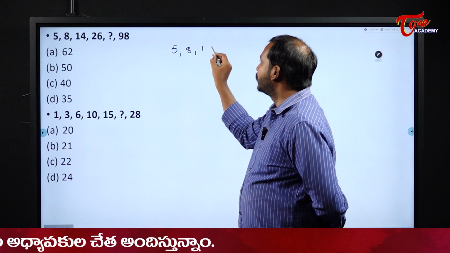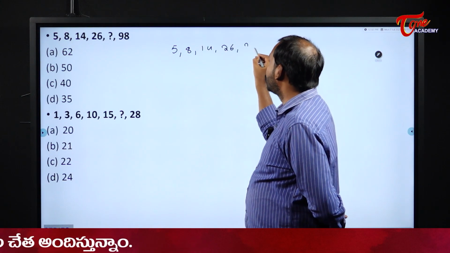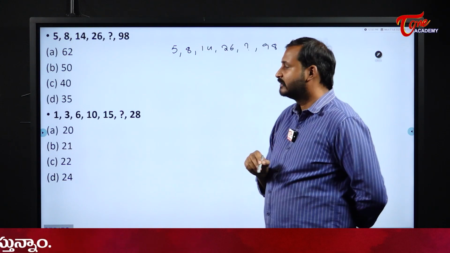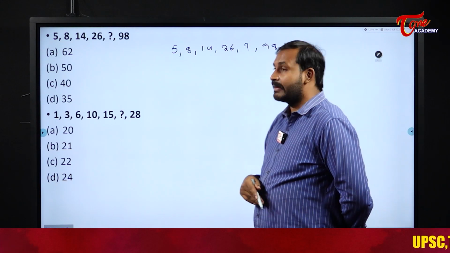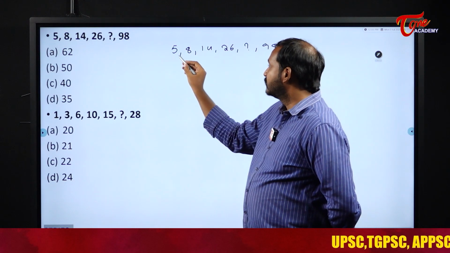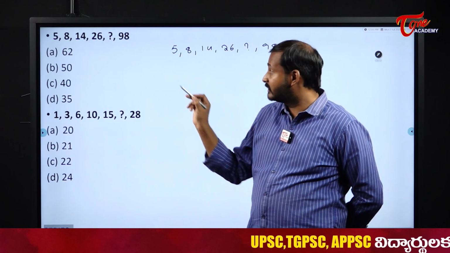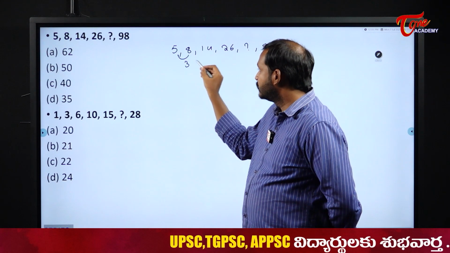5, 8, 14, 26. What comes next? And then 98. What comes next, next to 98? Now please see here, students, what is happening here. Please try to check. It is increasing. Try to write the difference.